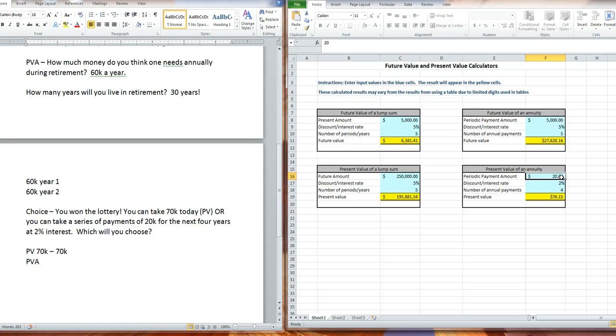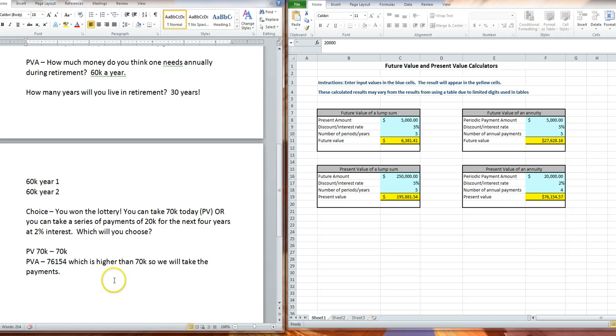How about $20,000? Well, that series of payments today is worth $76,154, which is higher than $70K. So we will take the payments.